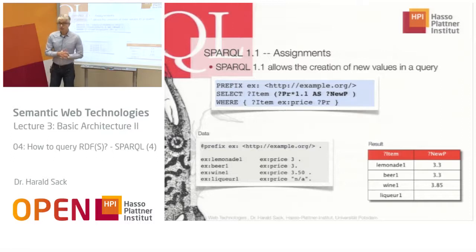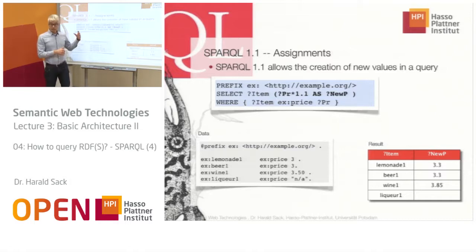So let's take the first example. SPARQL 1.1 allows assignments of new variables. So this was not possible, to create new values on the fly within the query. So look at this simple example. Here we have some data, some beverages. So we have lemonade and the price, and we have beer and the price, and so on and so on.